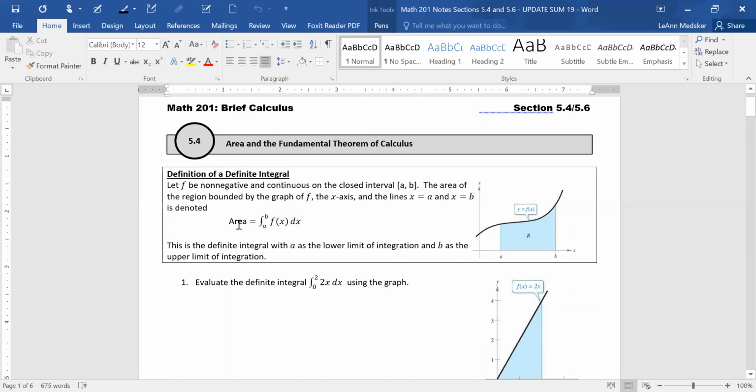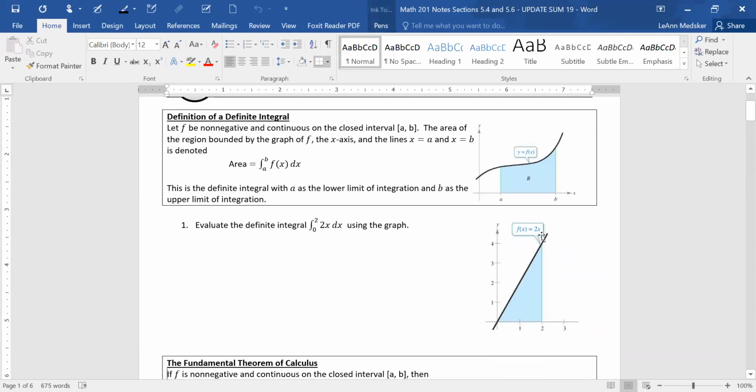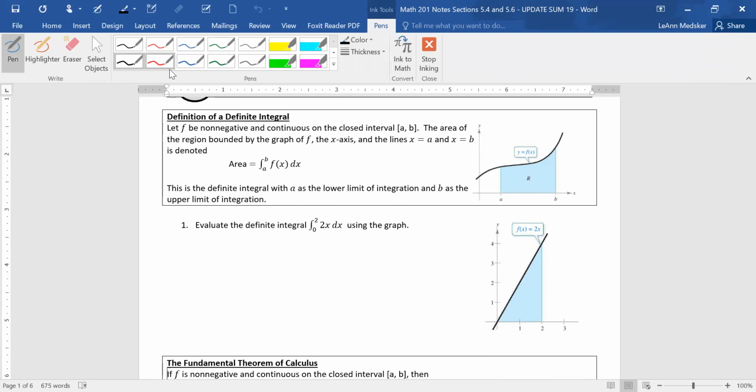So this says that the area of the bounded region R is equal to the integral from a to b of f of x dx. This is called the definite integral, with a as the lower limit of integration and b as the upper limit. Before we tell you the fundamental theorem of calculus, we're going to look at an area that's easy to find by just using geometry, and then show you that there's a rule for finding these definite integrals and that we get the same answer.